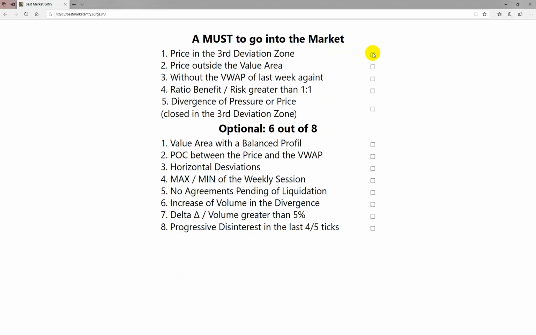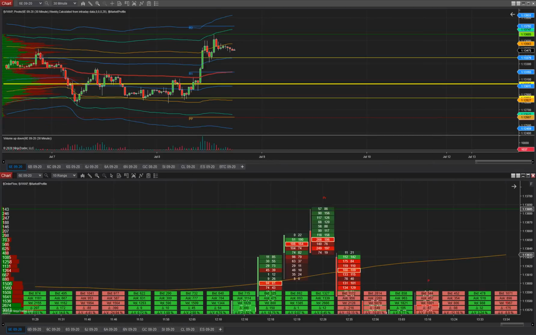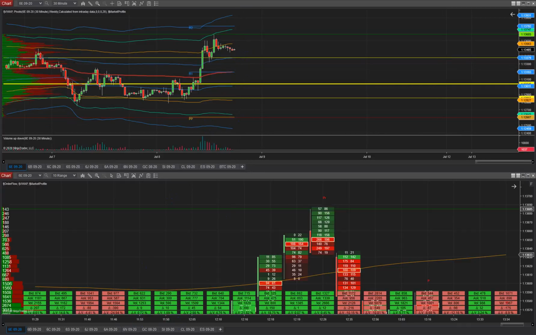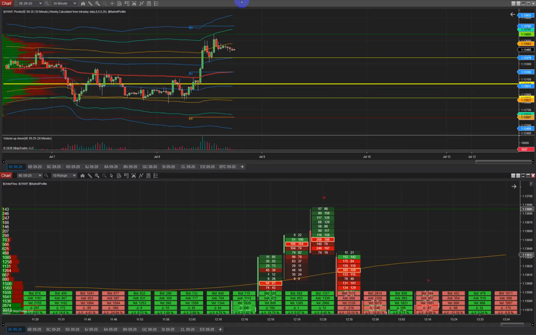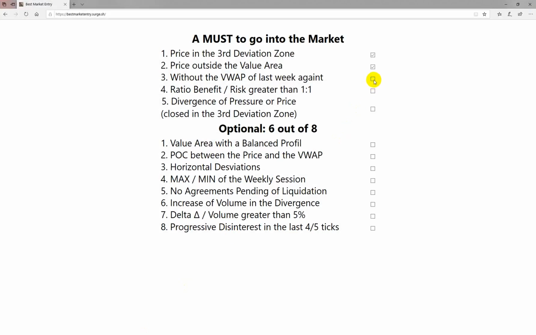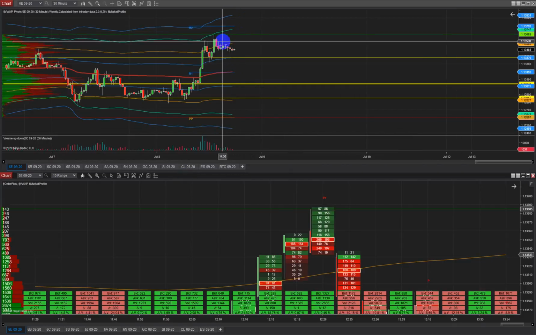For example, the price was in the third deviation, that's right. And the price was outside the value area. So that's right too. Click it there. We didn't have any past VWAP here against us, so that's good too. The ratio was a benefit of 1-1 for sure.